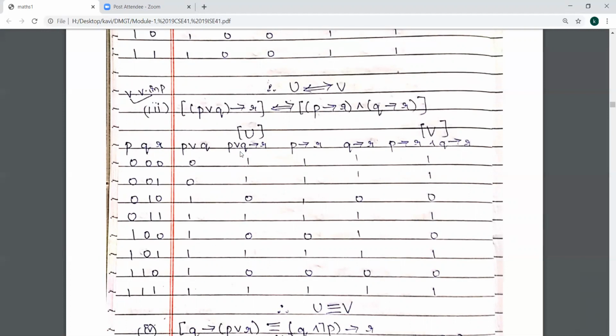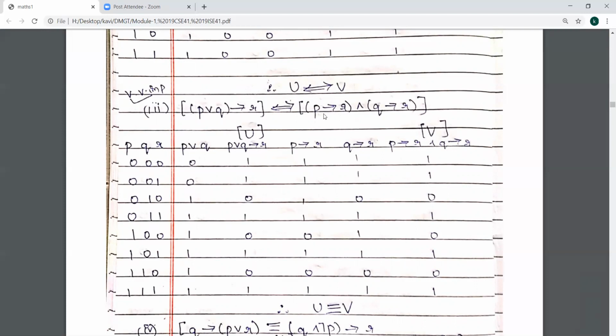Then we want P or Q implies R. So you need to see this column, P or Q, implies R. You know the definition for implication. Implication: whenever P or Q is 1 and R is 0, in that case it will become 0. So P or Q here is 1, R is 0. So this place is 0. Likewise 1, 0, this place 0. 1, 0, this place 0. So all the other cases are 1, 1, 1. So we found out this term P or Q implies R.